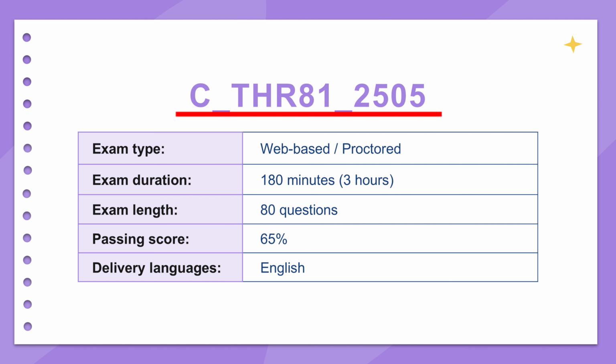It makes sense. And just so everyone has the basics, the CTHR 81-2505 exam itself is web-based and proctored. You get 180 minutes, so 3 full hours, for 80 questions. The pass mark is 65%, delivered in English. But like we said, our mission today isn't just about answers. We really want to get into the why behind these configurations. We want to give you a solid grasp of managing these intricate systems.